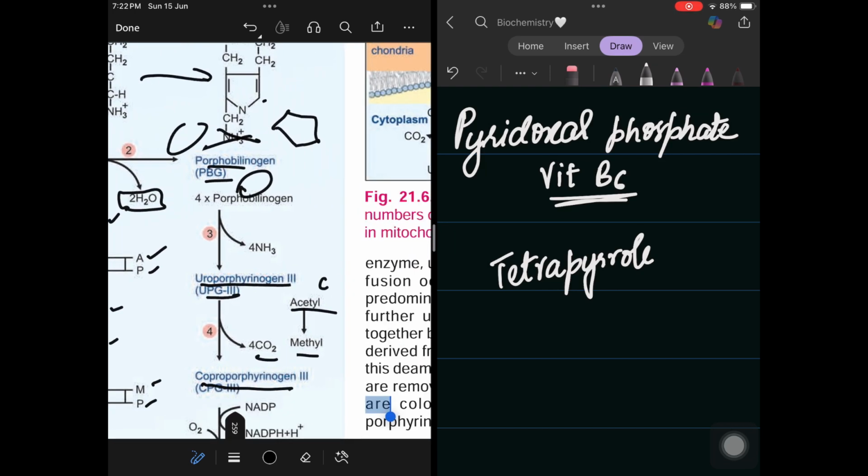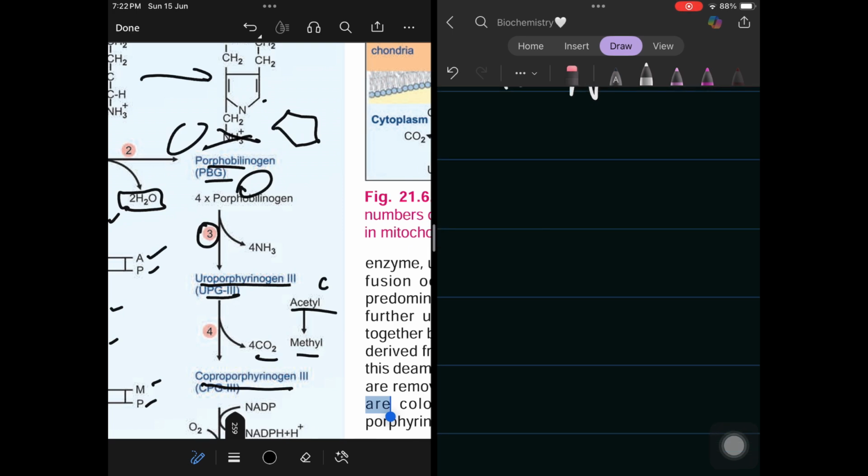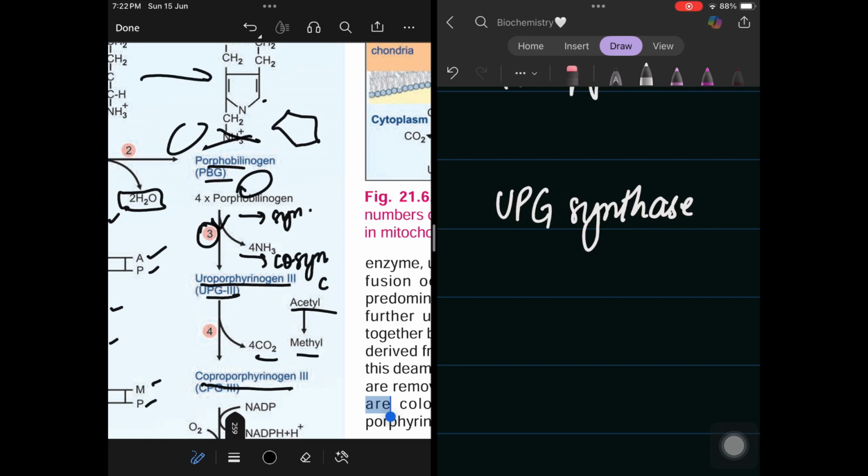PBG deaminase, which means step number 3 in this, is also called UPG synthase. So this actually happens in 2 steps, right? First step is UPG synthase, and second step you need something known as co-synthase. So you need 2 enzymes, UPG synthase and UPG co-synthase. Some people call UPG synthase as PBG deaminase.